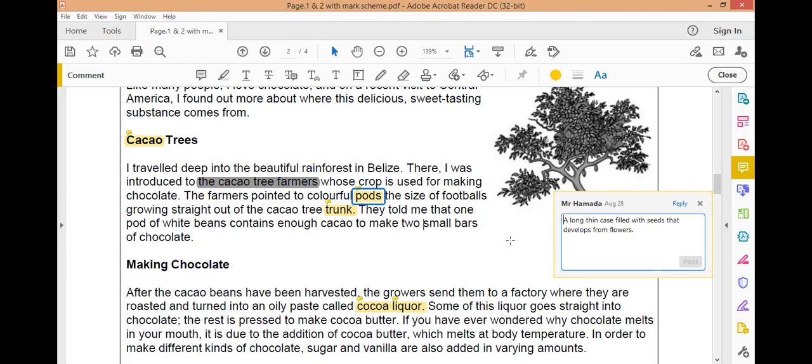The farmers pointed to color for both the size of the footballs growing straight off the tree trunk. They told me that one pod of white beans contains enough cacao to make two small bars of chocolate. Okay, can you go back for the question?